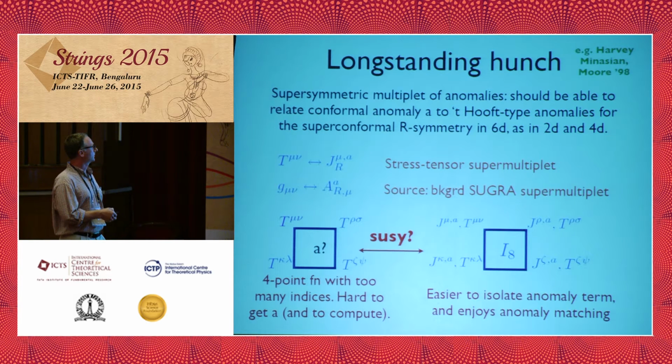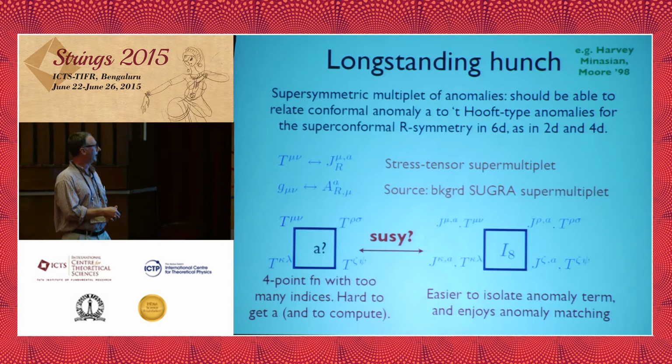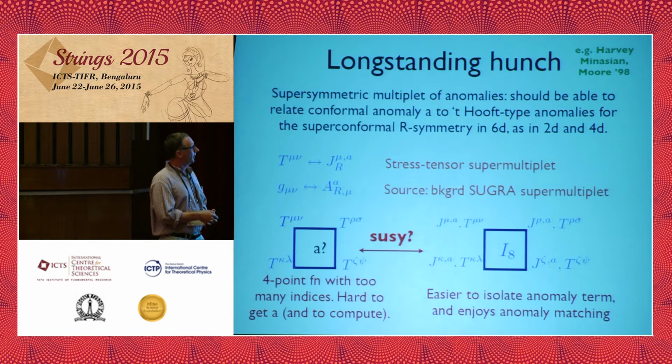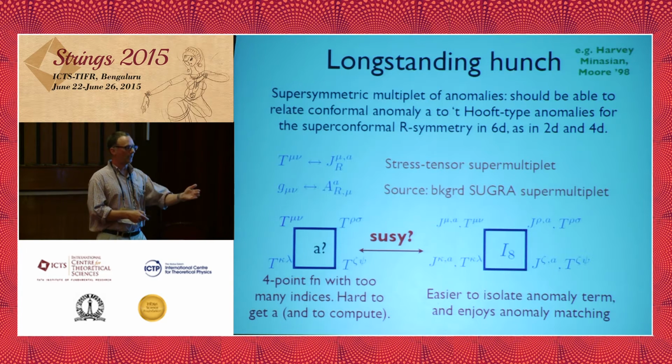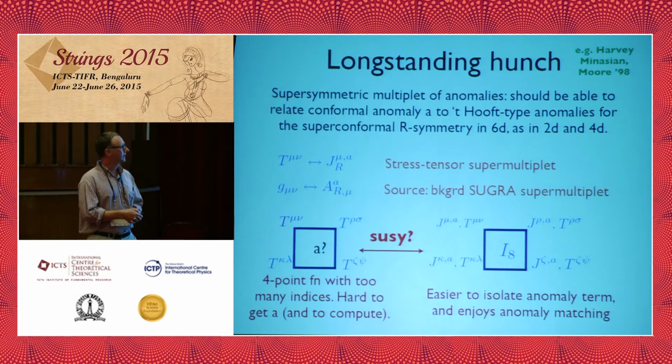If we think about the case without the sources, then A in six dimensions is related to some four-point function of the stress tensor. But to make that concrete is extremely difficult because there are so many indices here, and so it becomes very difficult to isolate A. Aside from just isolating A, just to compute this four-point function in general would be hard. But we could hope that this is related by supersymmetry to another four-point function, which is related to the anomalies in six dimensions. And this four-point function is easier because the anomalies appear with very specific Lorentz indices. It's easier to isolate the anomaly term, and also it enjoys anomaly matching.